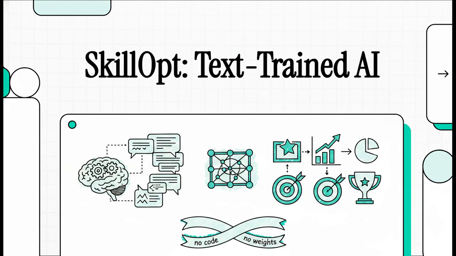Welcome to this explainer. Let's jump right into it. Today, we're diving into a truly groundbreaking method called SkillOpt. We'll be looking at some fascinating research from a joint team across Microsoft and several leading universities. They figured out a way to train an AI's behavior and deeply optimize its performance without ever touching its underlying code or changing a single model weight.